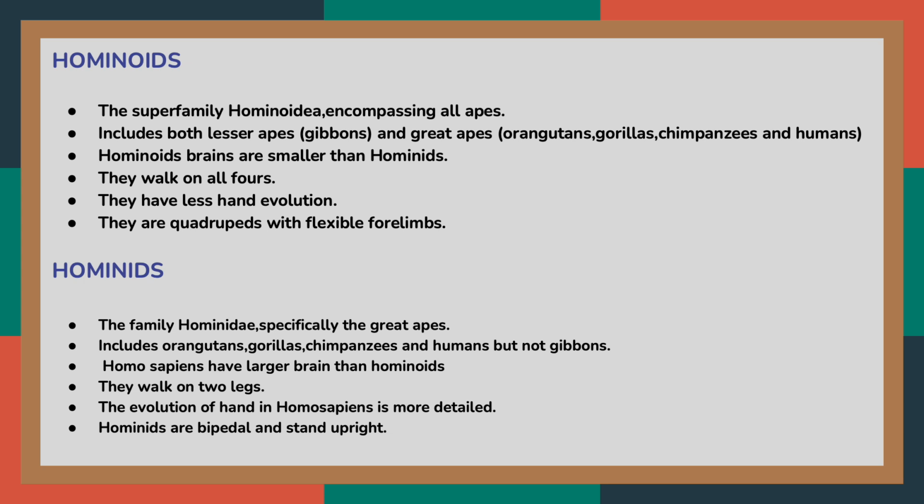The hominids is the next one. The family of hominids specially focuses on the great apes like orangutan, gorilla, chimpanzee and humans. Homo sapiens have a larger brain than hominoids. They walk on two legs and the evolution of the hand in Homo sapiens is more detailed. Hominids are bipedal and they stand upright.